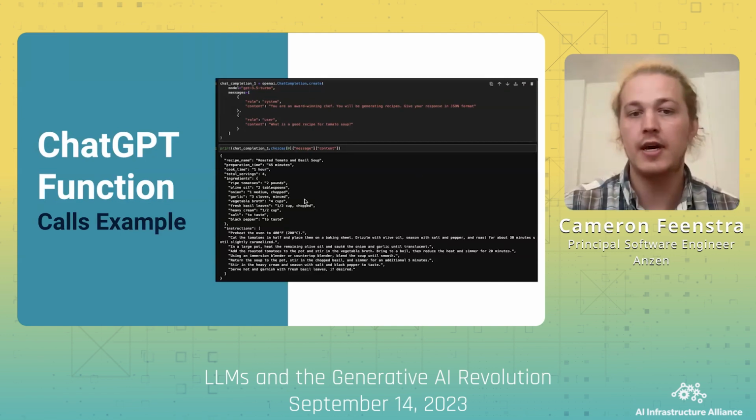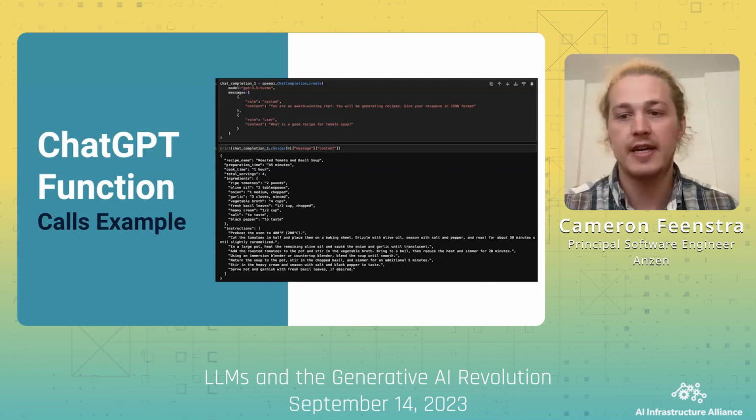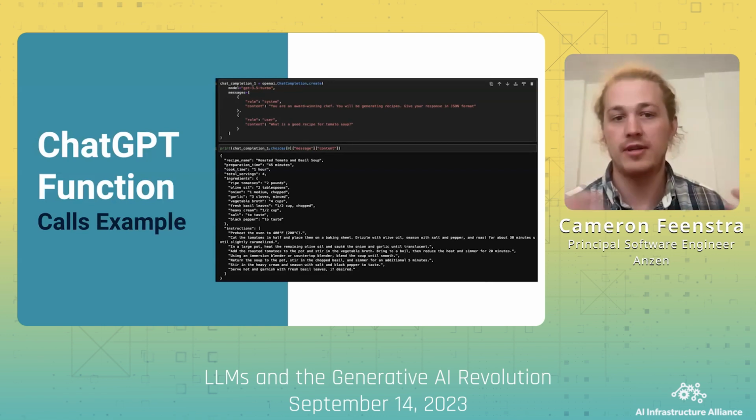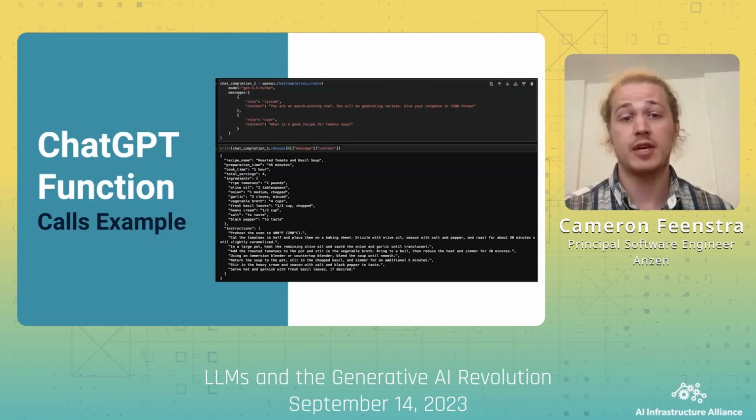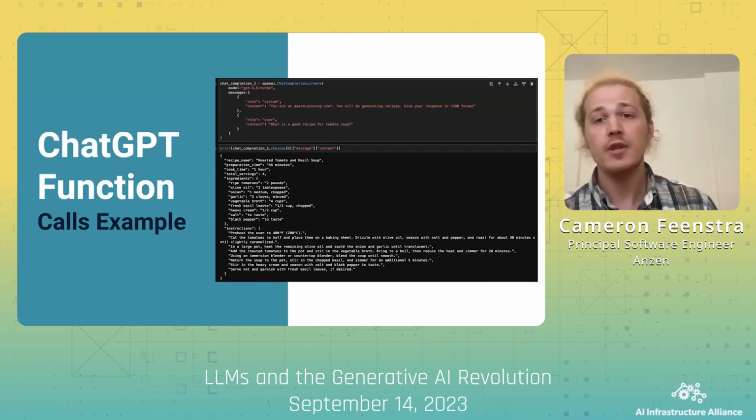But we can see here that I didn't specify anything about how I wanted the shape of the data to look. And so it basically just made one up, which, when you're building on top of this for an application, you'll want the data that it gives you to conform to a particular format.